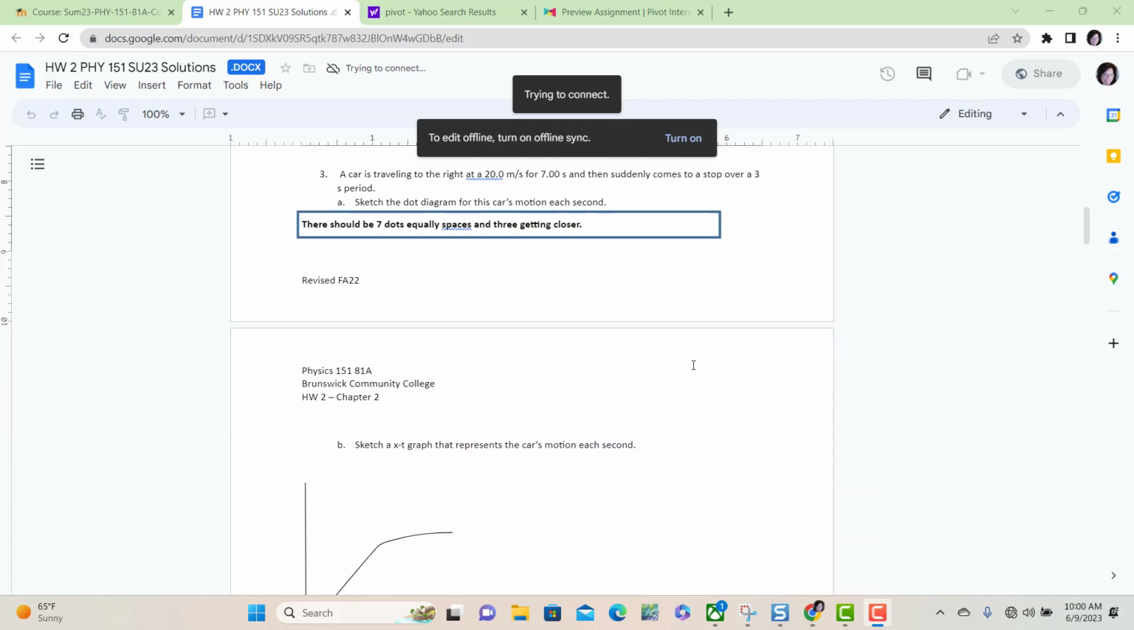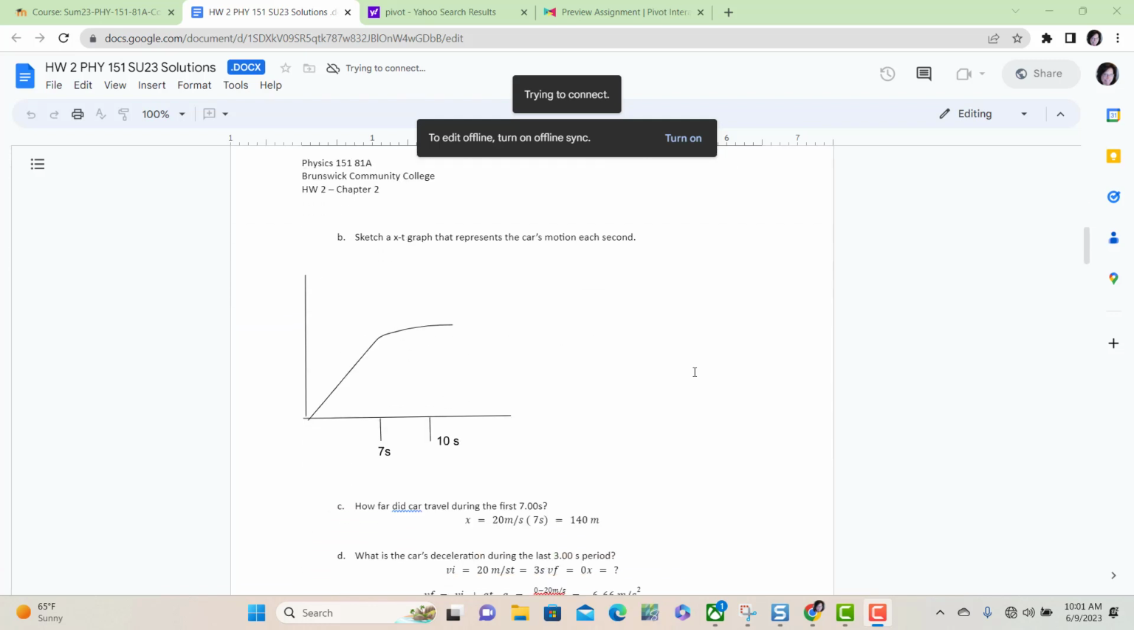In number 3, from watching lecture 3.1 and 3.2, where I talked about dot diagrams, you should be able to draw a dot diagram that represents any type of motion. So you would need 7 dots that are equally spaced because it's traveling at a constant speed. And then it comes to a stop, so it loses distance over 3 more dots. In other words, the dots get closer.